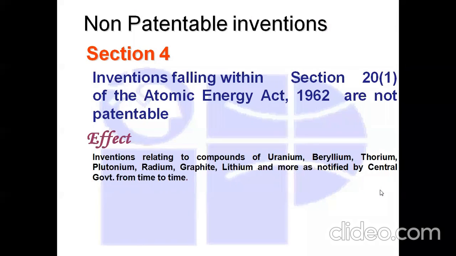Section 4, inventions falling within Section 21 of the Atomic Energy Act 1962 are not patentable, right? Inventions relating to compounds of uranium, beryllium, thorium, plutonium, radium, graphite, or any more notified by the central government from time to time, right? This is not a patentable invention, right?